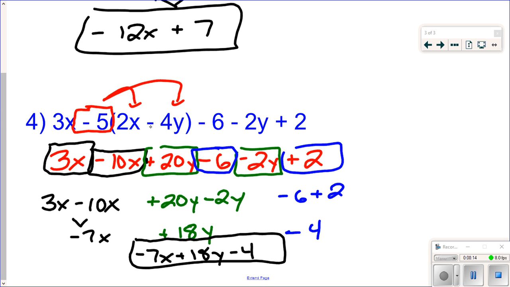So I distributed, and I combined like terms. Variables come first in alphabetical order, then numbers.